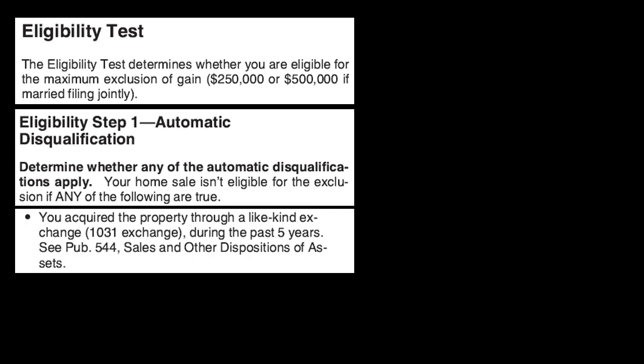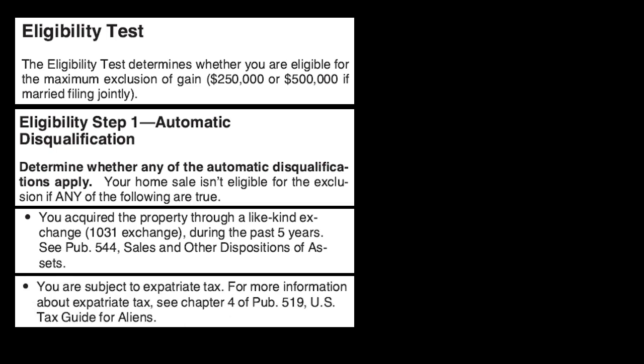You acquired the property through a like-kind exchange. You acquired it through, in other words, a 1031 exchange during the past 5 years. If that is the case, see Publication 544, Sales and Other Dispositions of Assets. For more information, you can go to the IRS website at irs.gov. Take a look at Publication or PUB 544.